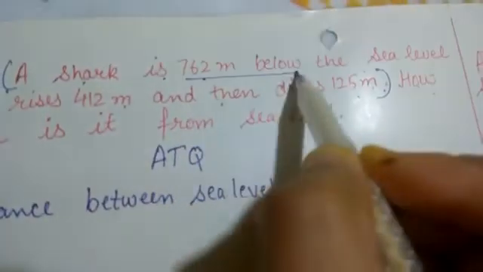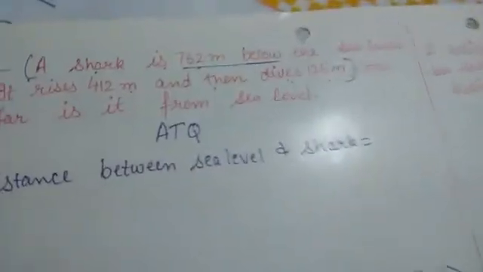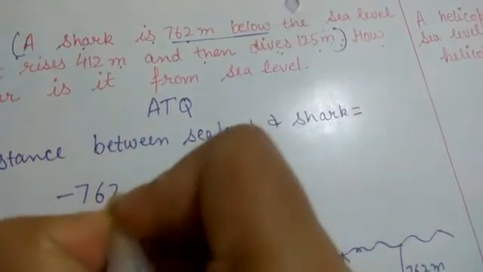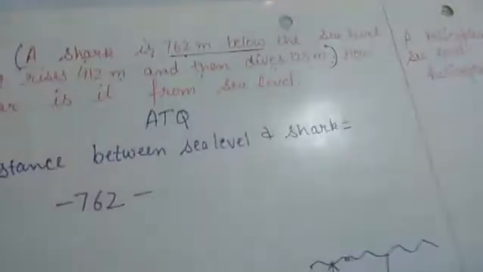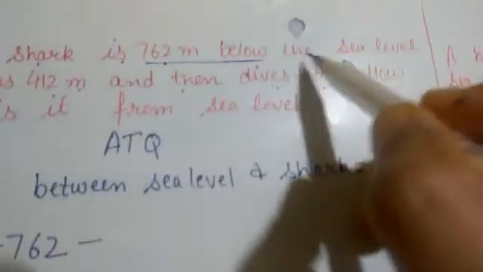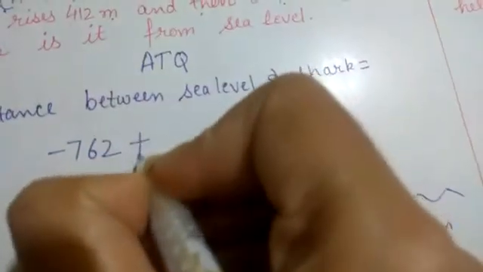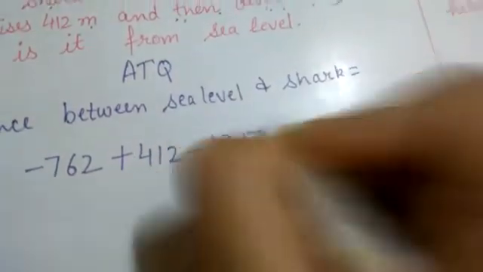Now see. A shark is 762 meters below. Below means downside, and for the word below we put a negative sign, means here minus 762. Then, it rises 412 meters. Rises means move upper side, that means the sign is positive, that is plus 412. And then dives. Dives means goes downside, again the sign is negative, minus 125. Get it? Now we have to solve it.